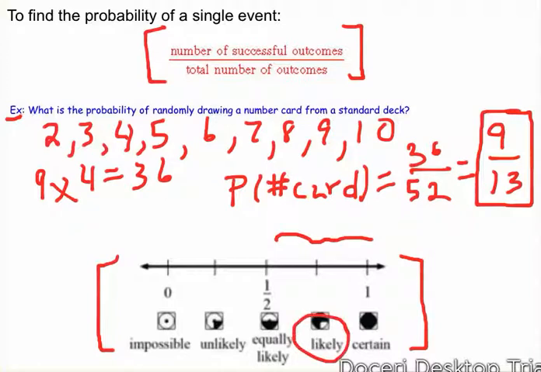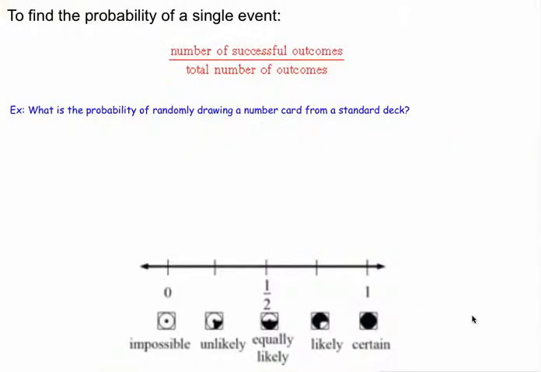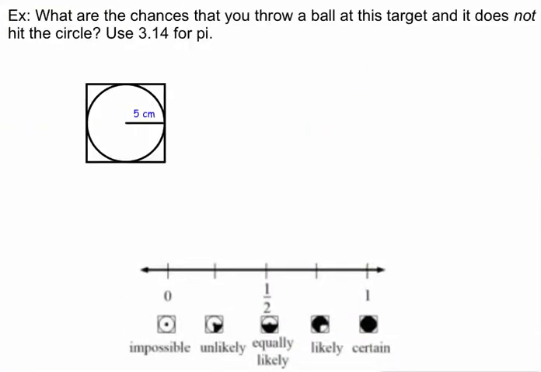So what you should be able to do now is find the probability of any single event and then classify it. So what I'm going to have you do is you're going to now try this next example. So pause the video and see if you can find the probability of this event and then classify it into one of these 5 categories. Okay, so hopefully you've tried the problem, and now we're going to go over the answer. So we want to know, what are the chances that you throw a ball at this target and it does not hit the circle? And we're going to use 3.14 for pi.